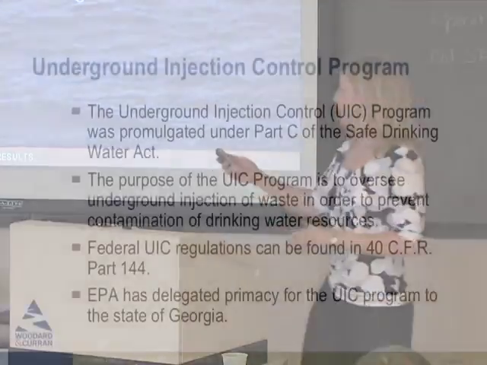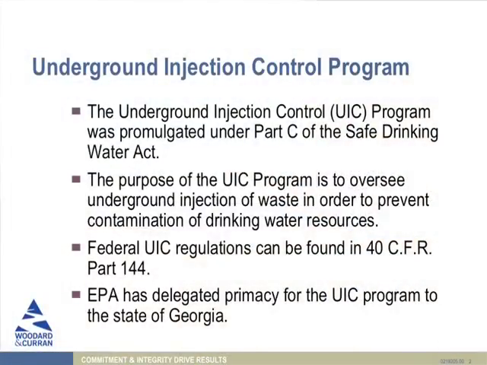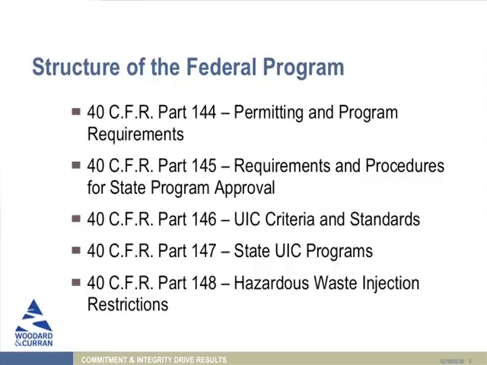So, underground injection control, again, it's a pretty straightforward program. There are a lot of pieces to this, but the ones that potentially apply to a campus are fairly limited. It was part of the Safe Drinking Water Act. The idea is to protect underground sources of drinking water from being contaminated. And the federal UIC regulations are at 40 CFR Part 144. These are the primary regulations we'll be looking at today. And EPA has delegated authority for the UIC program to Georgia.